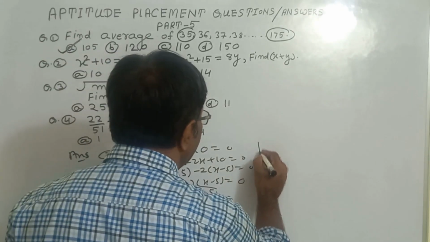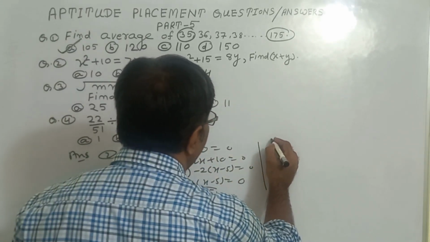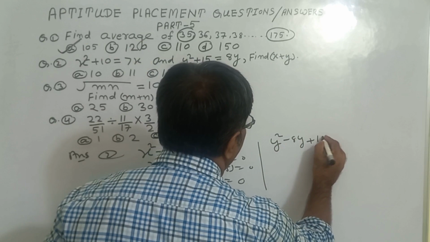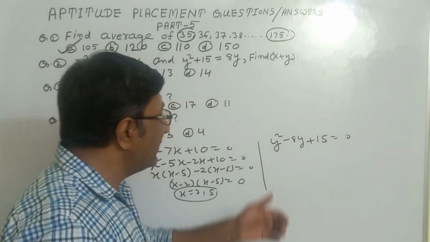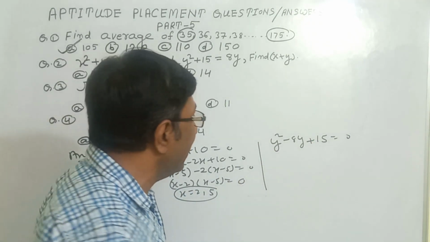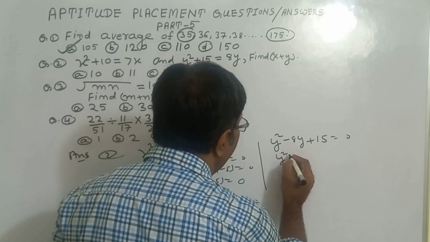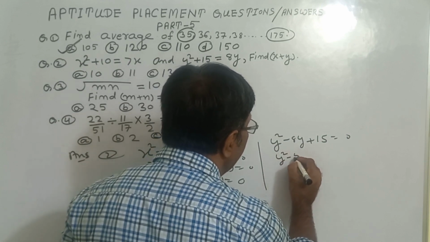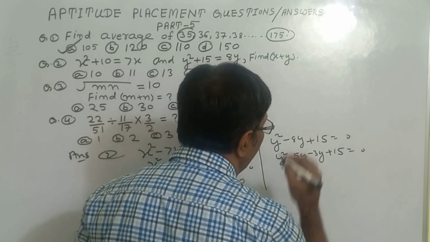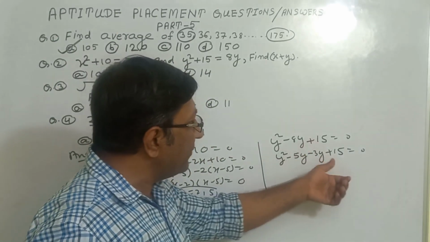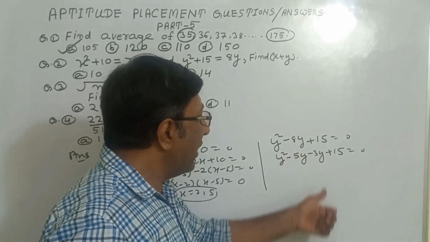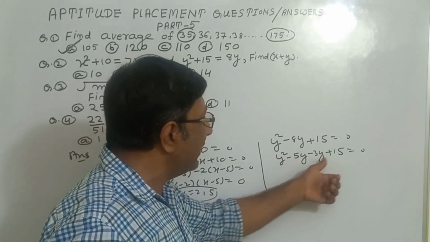In the same way, the second equation: y square minus 8y plus 15 equals 0. Again, this is a quadratic equation and we can factorize this 15. 5 threes are 15. So we can write y square minus 5y minus 3y plus 15 equals 0. You know factorization, 5 threes are 15. So minus 5y minus 3y is minus 8y. When we multiply these two numbers, we get 15.